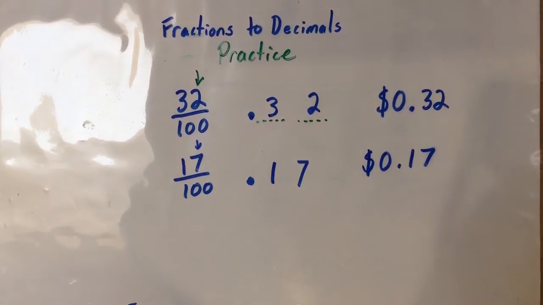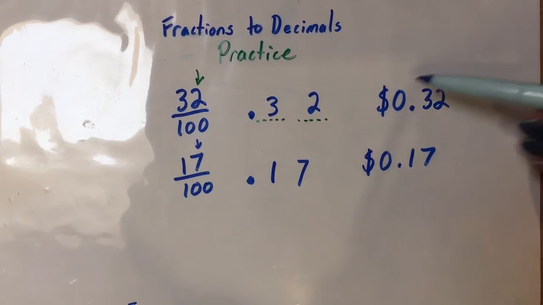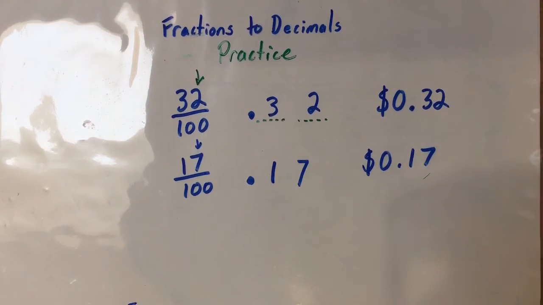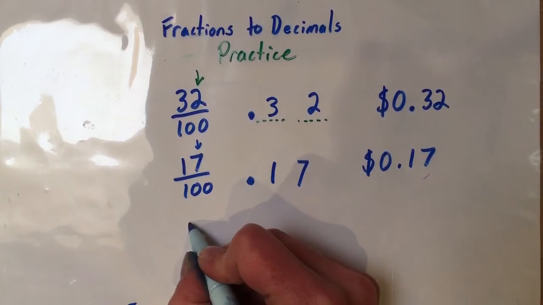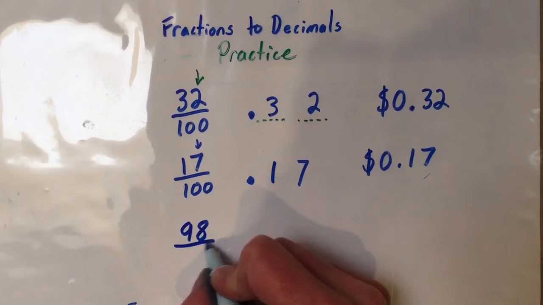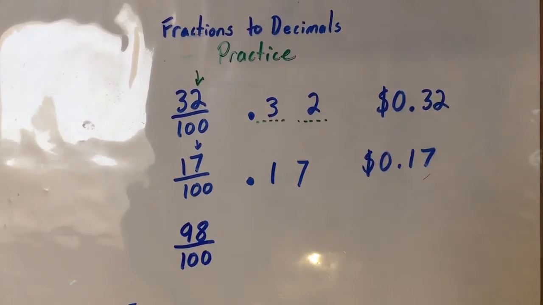That's 17 cents. When you get to the quiz on this, you can use the money to help you, but don't answer in money form, because it's not asking you for money. This is just a hint to help us get our brains thinking about decimals in the right way. Our last problem, I want 98 hundredths.